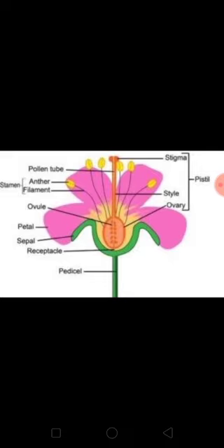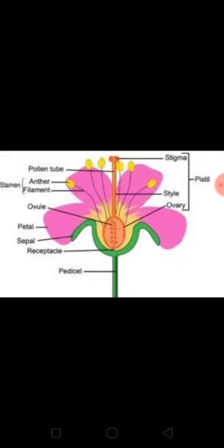Pedicel is the part of the flower that attaches the flower to the stem. Sepals are the green leaf-like structures which protect the flower when it is a bud. Petals are the colorful part in the center of a flower. Stamen is the male part of the flower and it consists of anther and filament. Filaments are the stalk which supports the anther. Anther contains pollen grains, a dust-type structure.